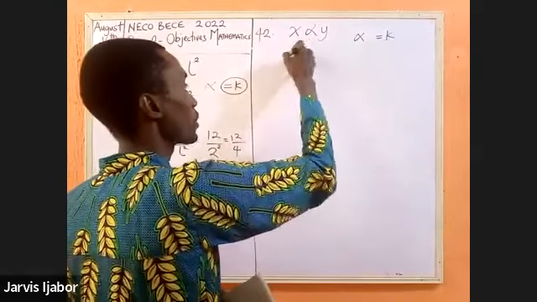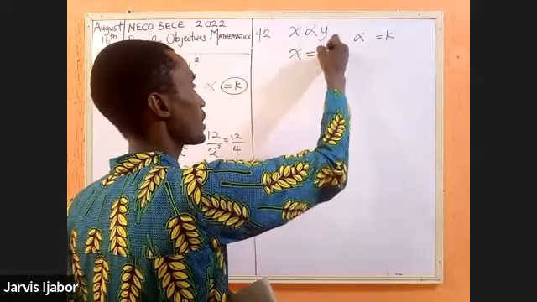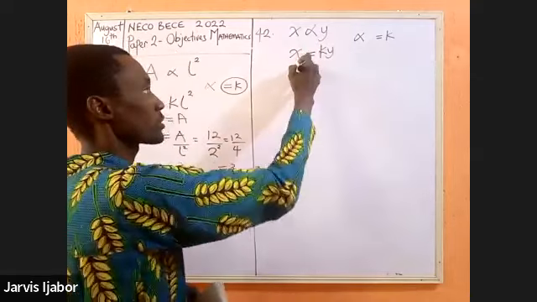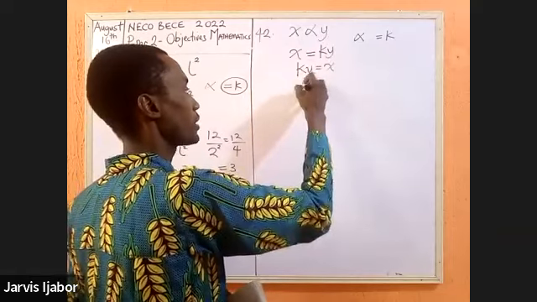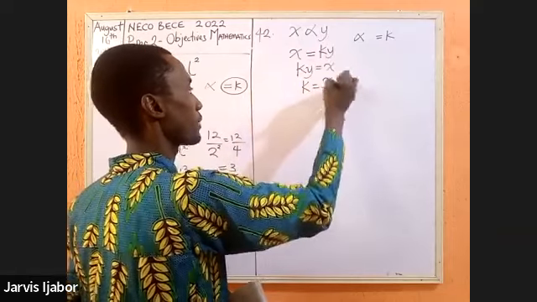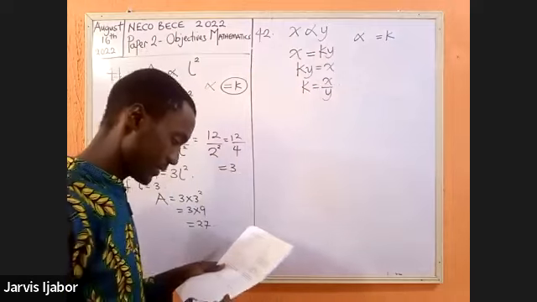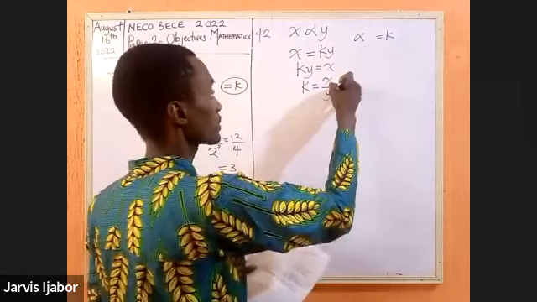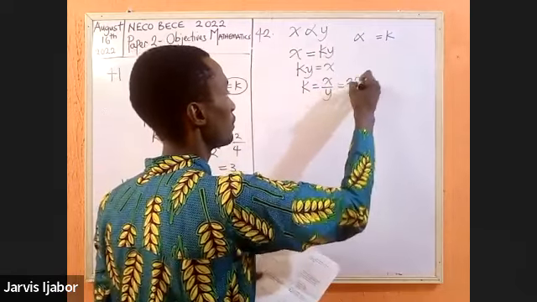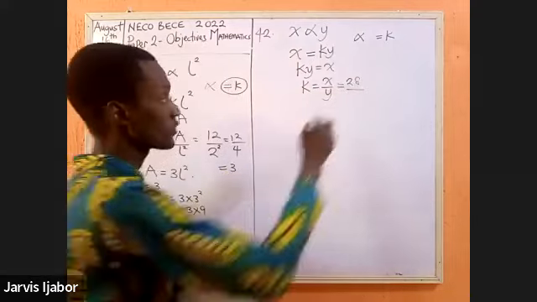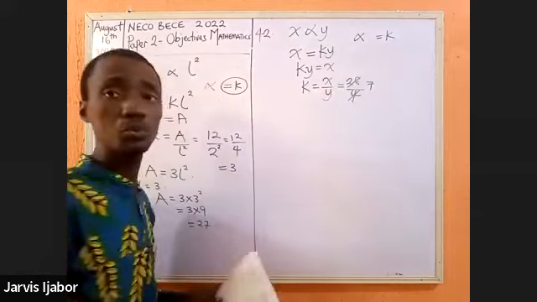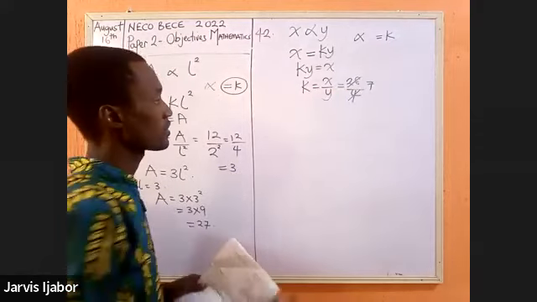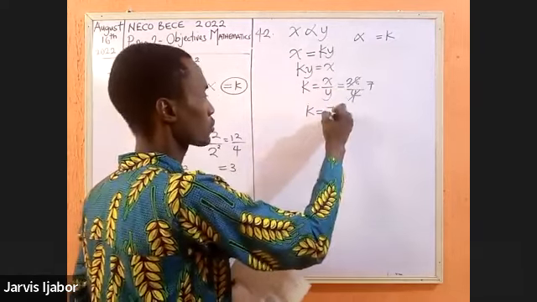So X will simply be equal to what? KY. Make K the subject of the formula. KY will be equal to X, and K will be equal to X over Y. What is X? X is 28. What is Y? Y is 4. So when you divide these two, what you are going to obtain will be what? 7. So K will be equal to 7.